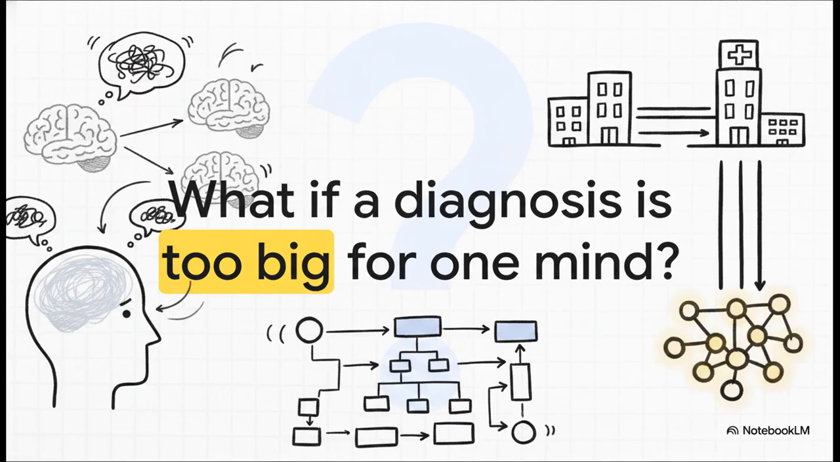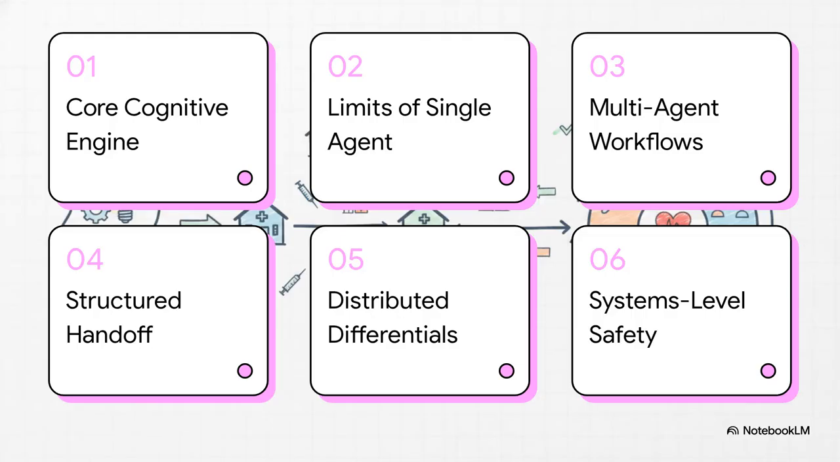But the reality of modern healthcare, it isn't a lone genius. It's a massive, buzzing, highly complex hospital network. So the real question is, how does an entire organization think? To figure that out, here's our roadmap for today.